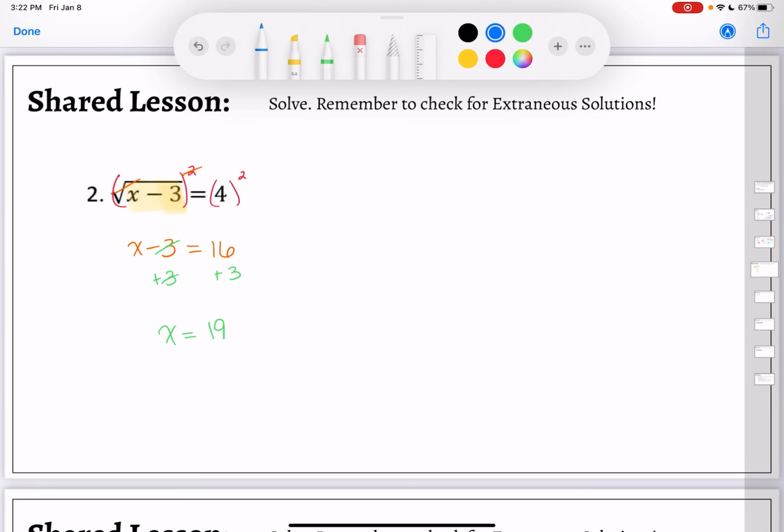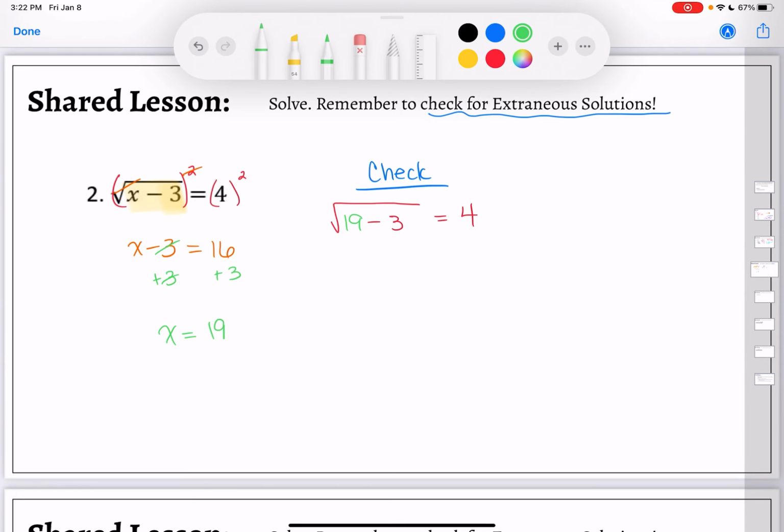Now remember, we need to check for extraneous solutions, right? So before I box my answer in, I need to show the work to check it. So in my original equation here, I had the square root of x minus 3, all on the inside, equals 4. And I'm plugging in the number 19 in for x.